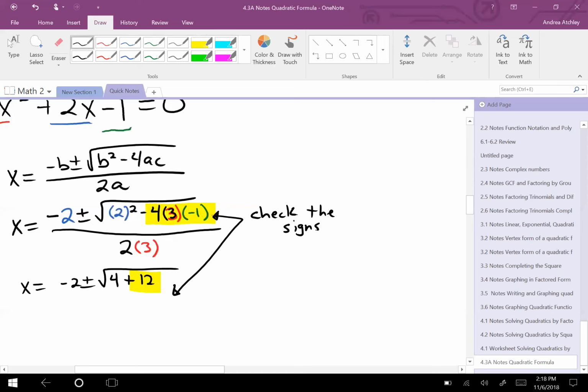This is where you're going to make the biggest mistakes. If you've gotten something wrong, it's usually because you have missed making this a positive. You kept it negative. So make sure that you are checking the signs right there. Then we go all over 2 times 3 is 6.